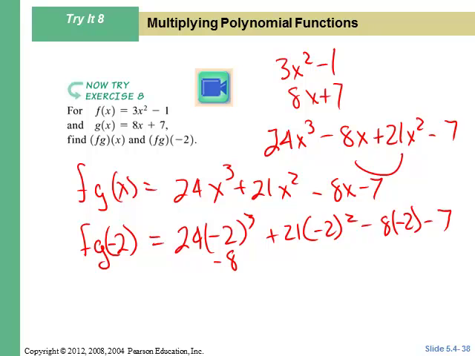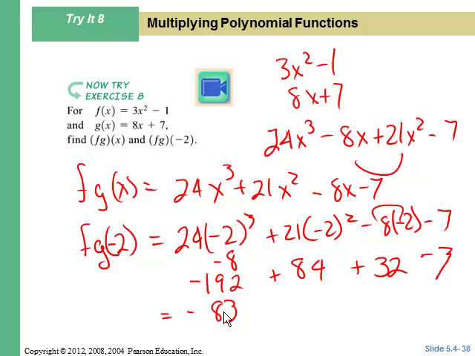24 times negative 8 is negative 192. 21 times 4 is 84. 32, notice negative makes positive, minus 7. So negative 192 plus 84 plus 32 minus 7 is negative 83.